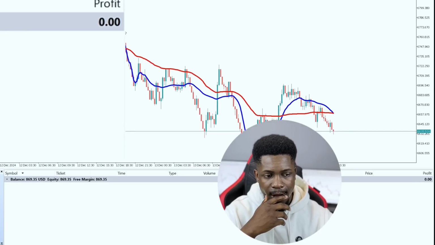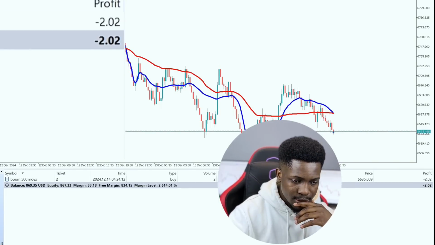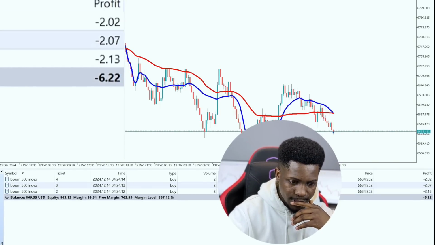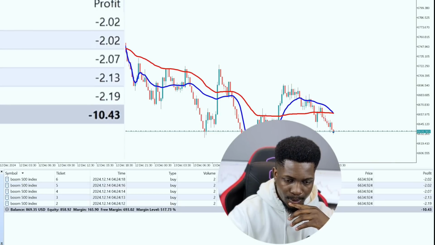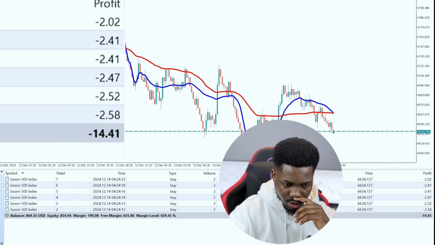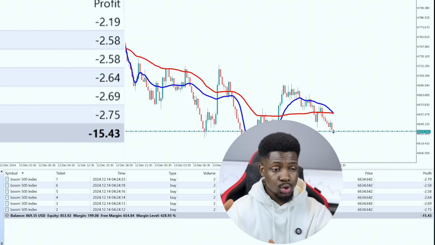Let's just use 2 lot sizes. So I'm just going to be using 2 lot sizes. Just go 1, 2, 3, 4. All right, let's add 1 more, so there will be 6. So we're just having 6 trades of 2 lot sizes, right?